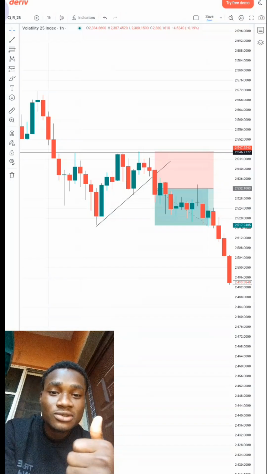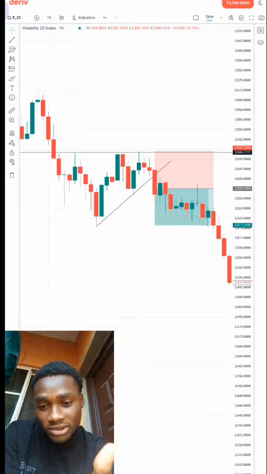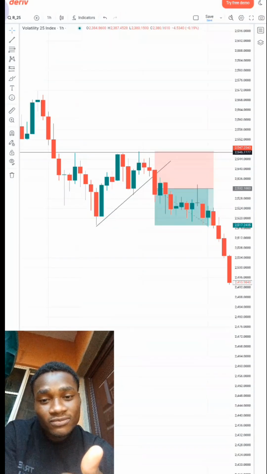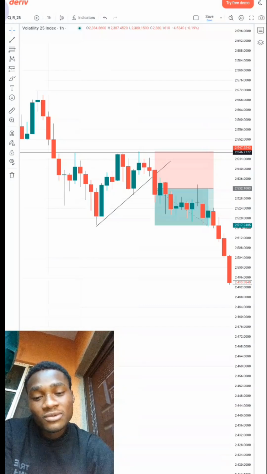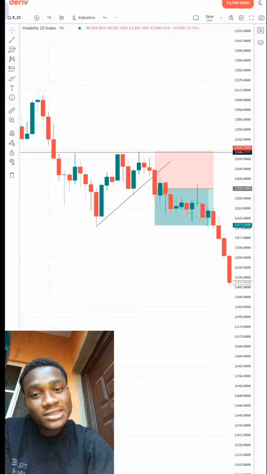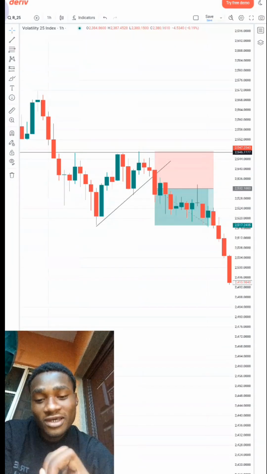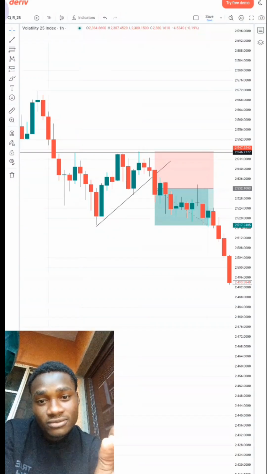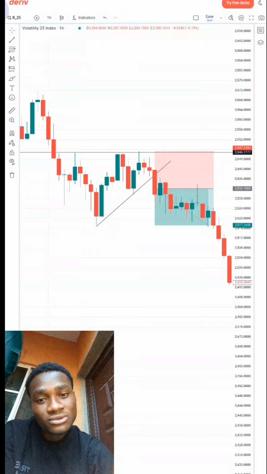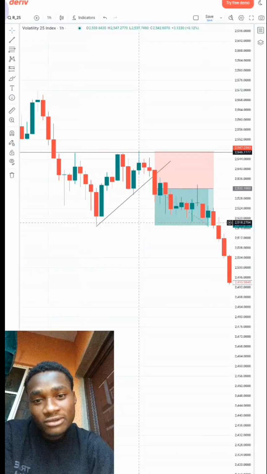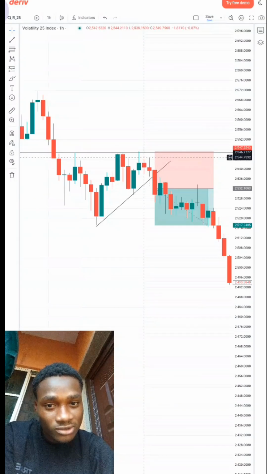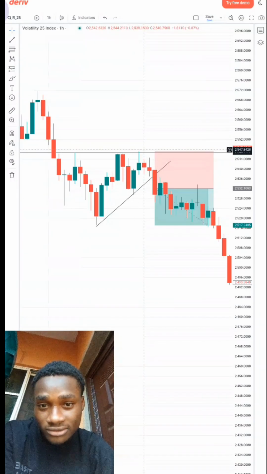Secondly, you want to look for manipulation or abnormalities. Now I've explained what manipulation is. It's simply price breaking structure or faking a breakout. And I've showed you how to spot these fake breakouts: when price comes here to grab liquidity without a full body candle.